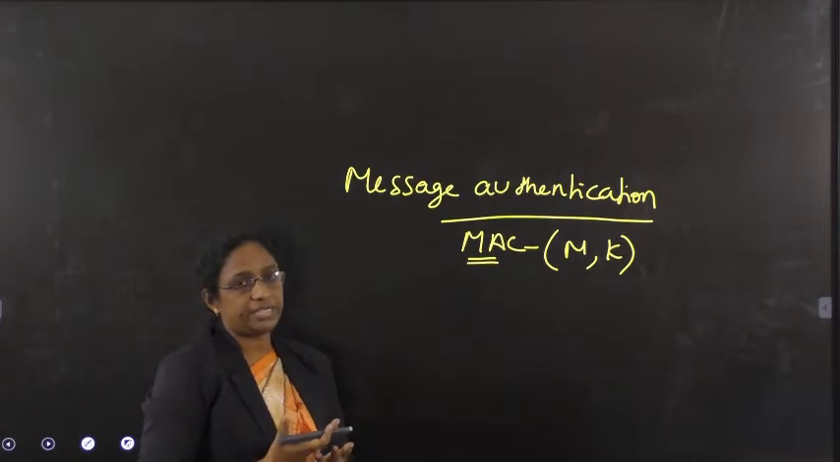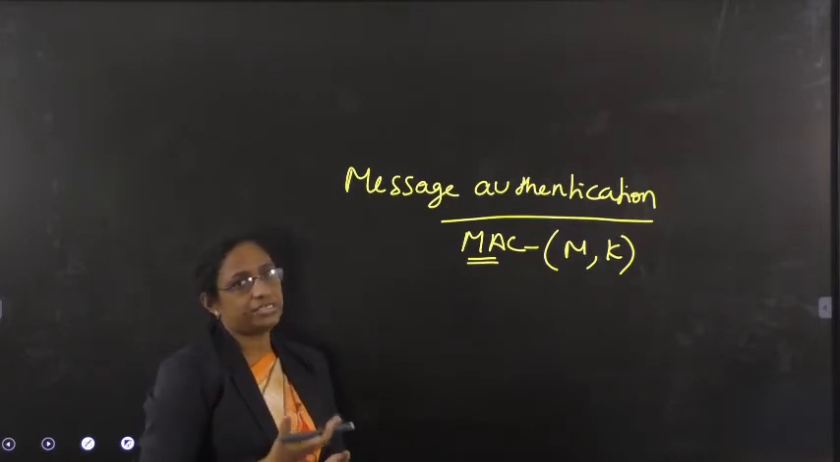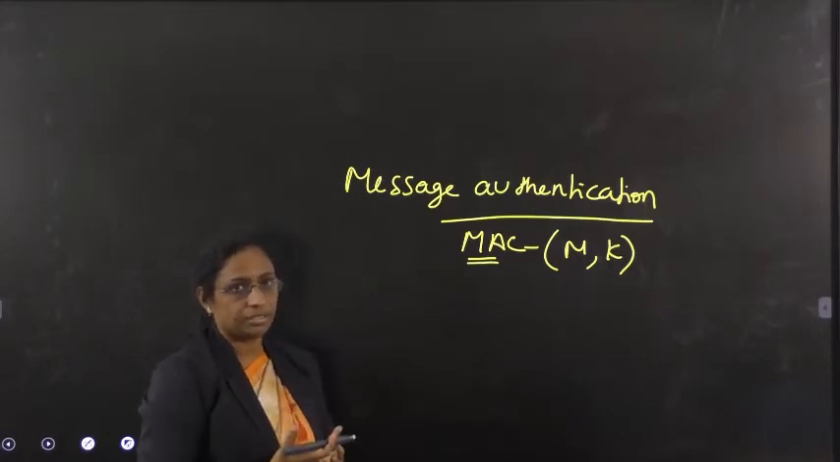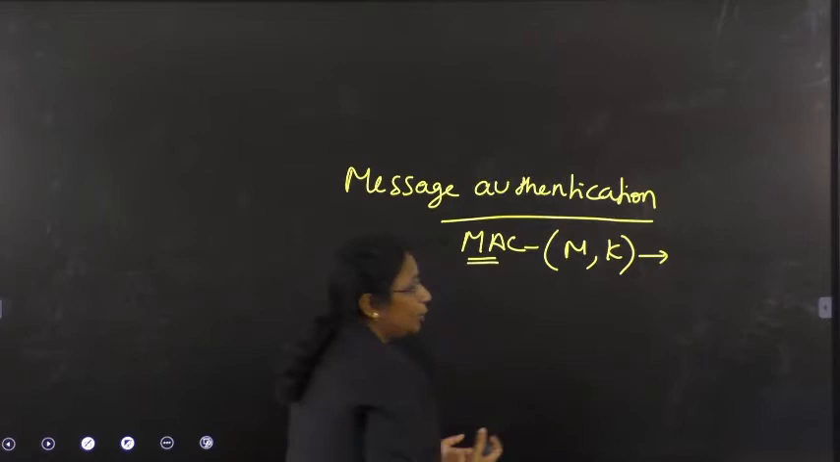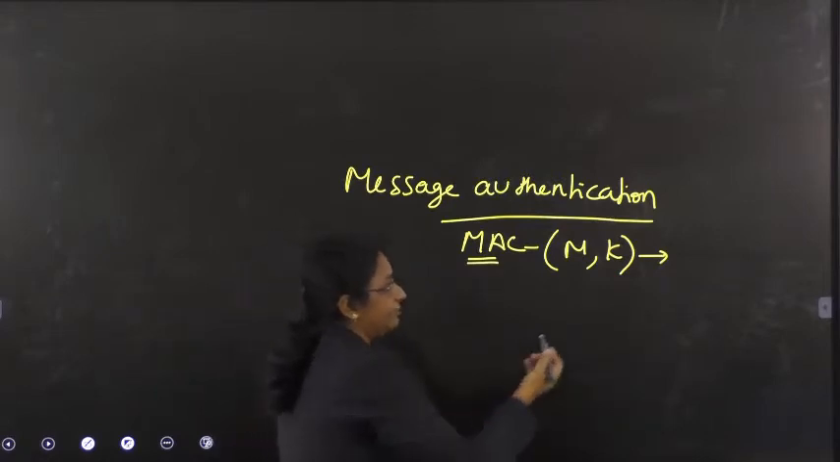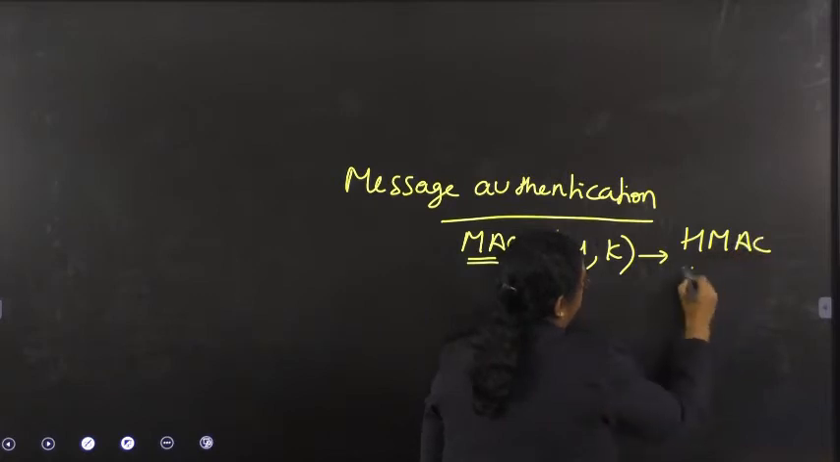Or we can say you can check whether the message that the receiver has received is from the original sender or not. For this we have seen two different algorithms, your HMAC algorithm and CMAC algorithm.